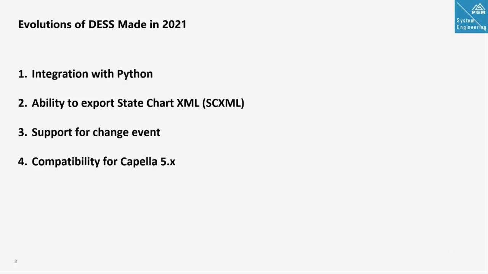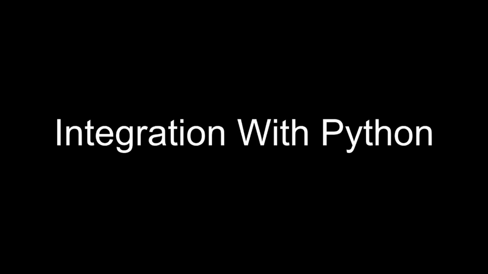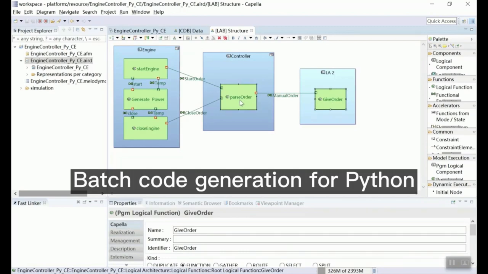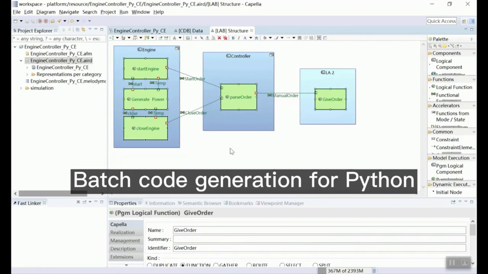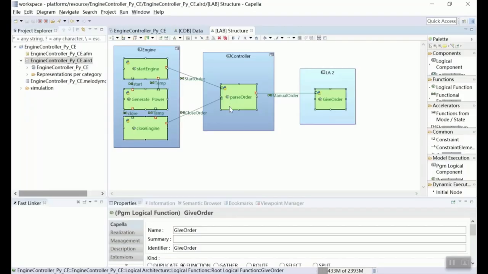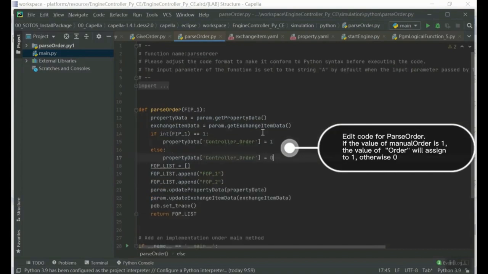The main evolution of DESS made in 2021 is the integration with Python, the ability to export state charts XML, support for change event, and the compatibility for Capella 5.x. First, let's take a look at the integration with Python. We can generate the Python code structure automatically for all the functions. And in this example, we will modify the property value in the Python code.